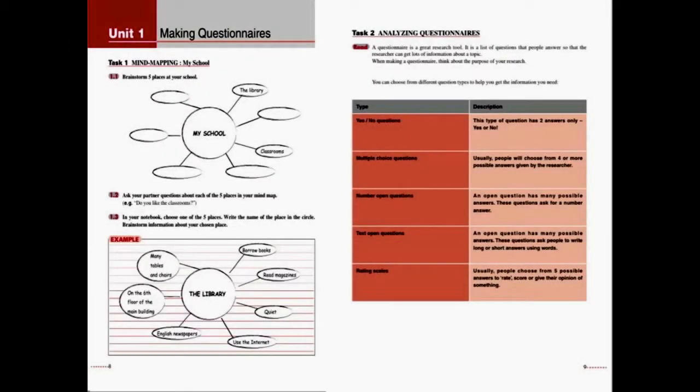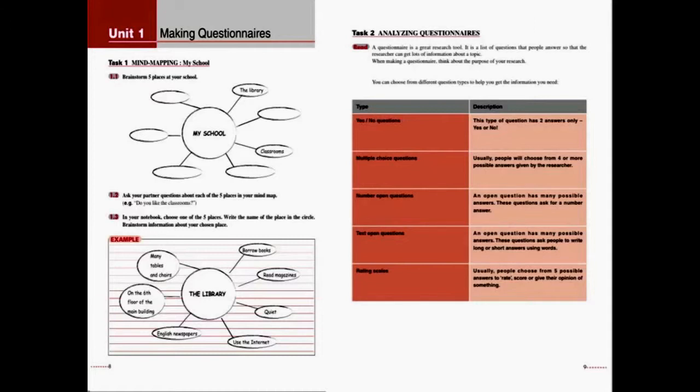Okay, so let me give you a walkthrough of Unit 1. And by the way, this unit is available as a sample unit download on the Macmillan website. So Task 1, students mind map their school. They're asked to brainstorm places at their school. For example, they might think of the library, the classroom, the cafeteria, the gym, the English lounge, etc.